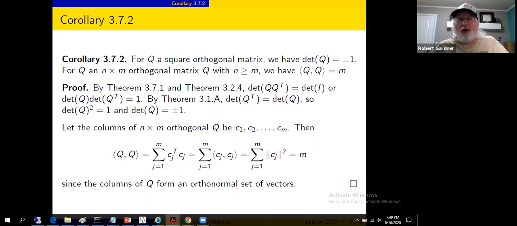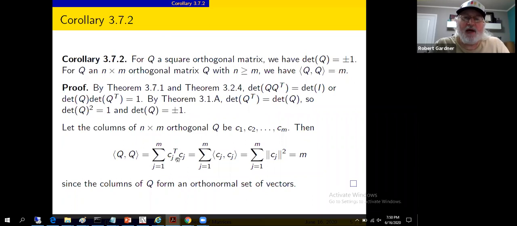It says, let the columns of an n by m orthogonal matrix Q, where n is greater than or equal to m, be C sub 1, C sub 2 through C sub m. Then the inner product of those matrices, I said, you just multiply the corresponding entries together and sum them up. It was actually defined in terms of taking the dot products of the columns. That's how it was defined.